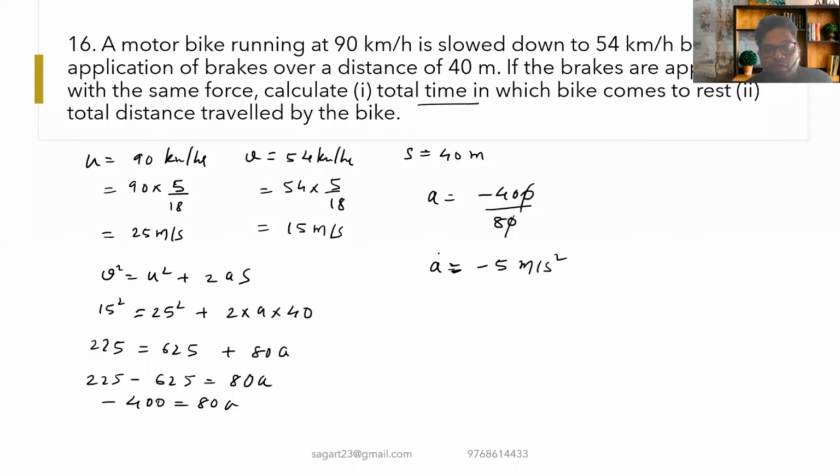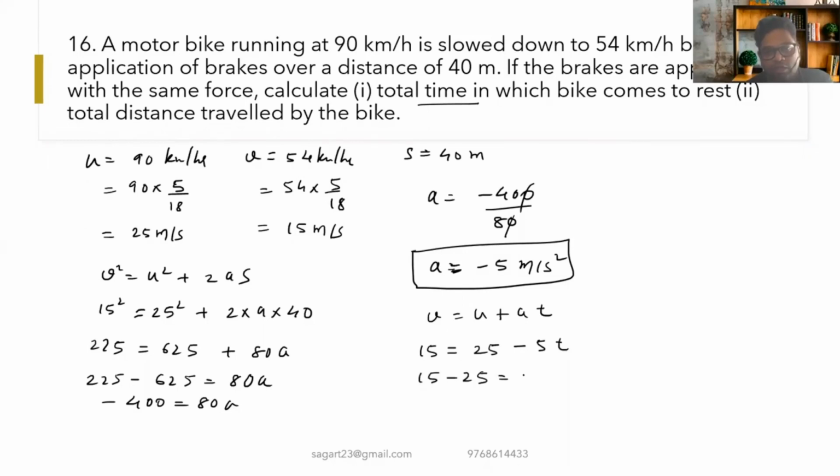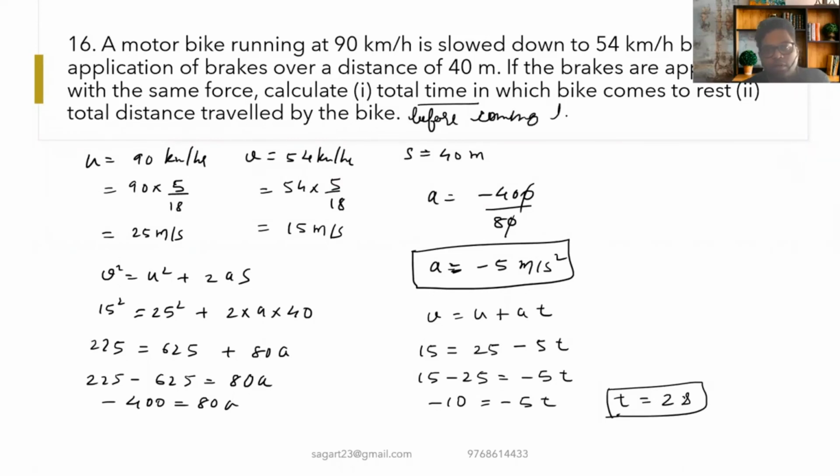Yeah. So we can use v is equal to u plus at. So we have 15 is equal to 25 minus 5t. So 15 minus 25 is minus 5t. So t will be 2 seconds, before coming to rest, that we can find out.